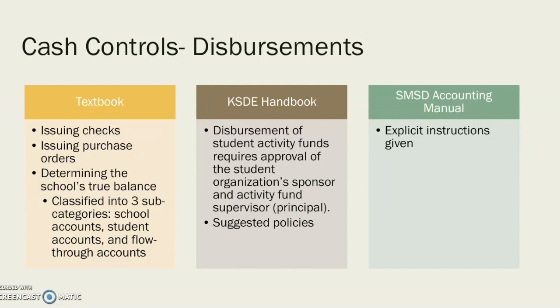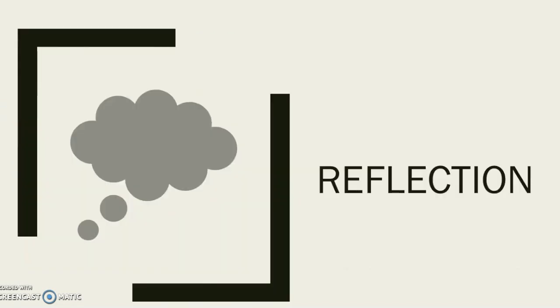Moving from cash controls and disbursements into reflection, I really think that the Shawnee Mission School District accounting manual is extremely comprehensive. It even has a troubleshooting page, like frequently misstepped things. Here it is, and it lays everything out explicitly: what to do, what not to do, how to do it, and if you have questions, who to go to. It really does things so clearly that if you are an administrator in this school district, you should have no questions, comments, or concerns about the policies and procedures for activities funds and the safeguards surrounding them.